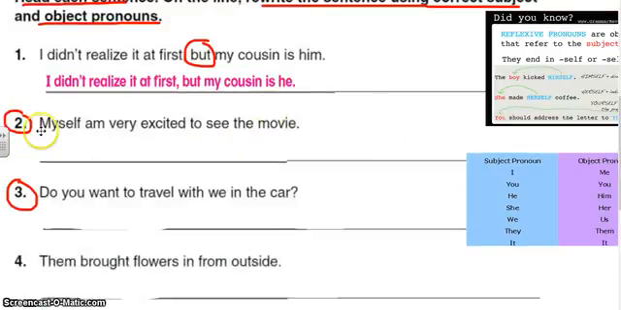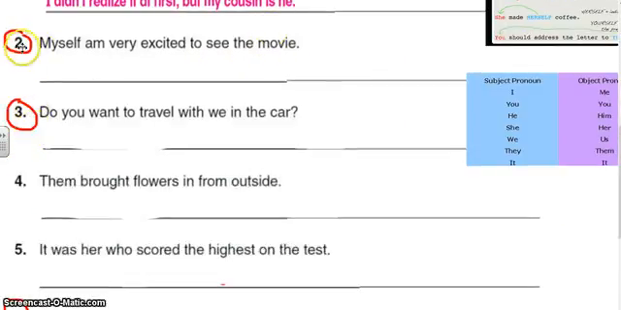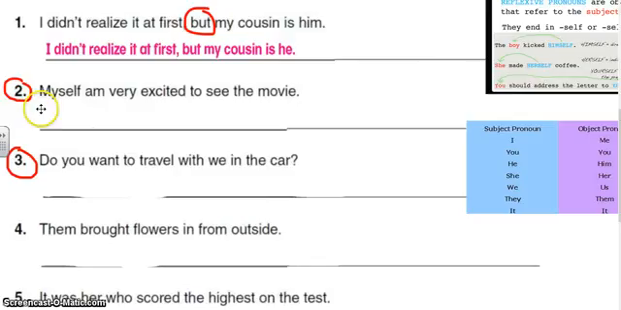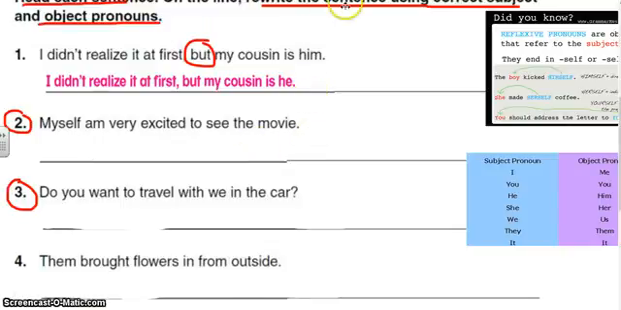Make sure you have your pen. Remember, we're only going to rewrite sentences number 2, 3, and 6. The rest we'll make corrections. "Myself am very excited to see the movie." Would you really talk like that? Would you really write that? No. So what did you do instead? "I am very excited to see the movie."